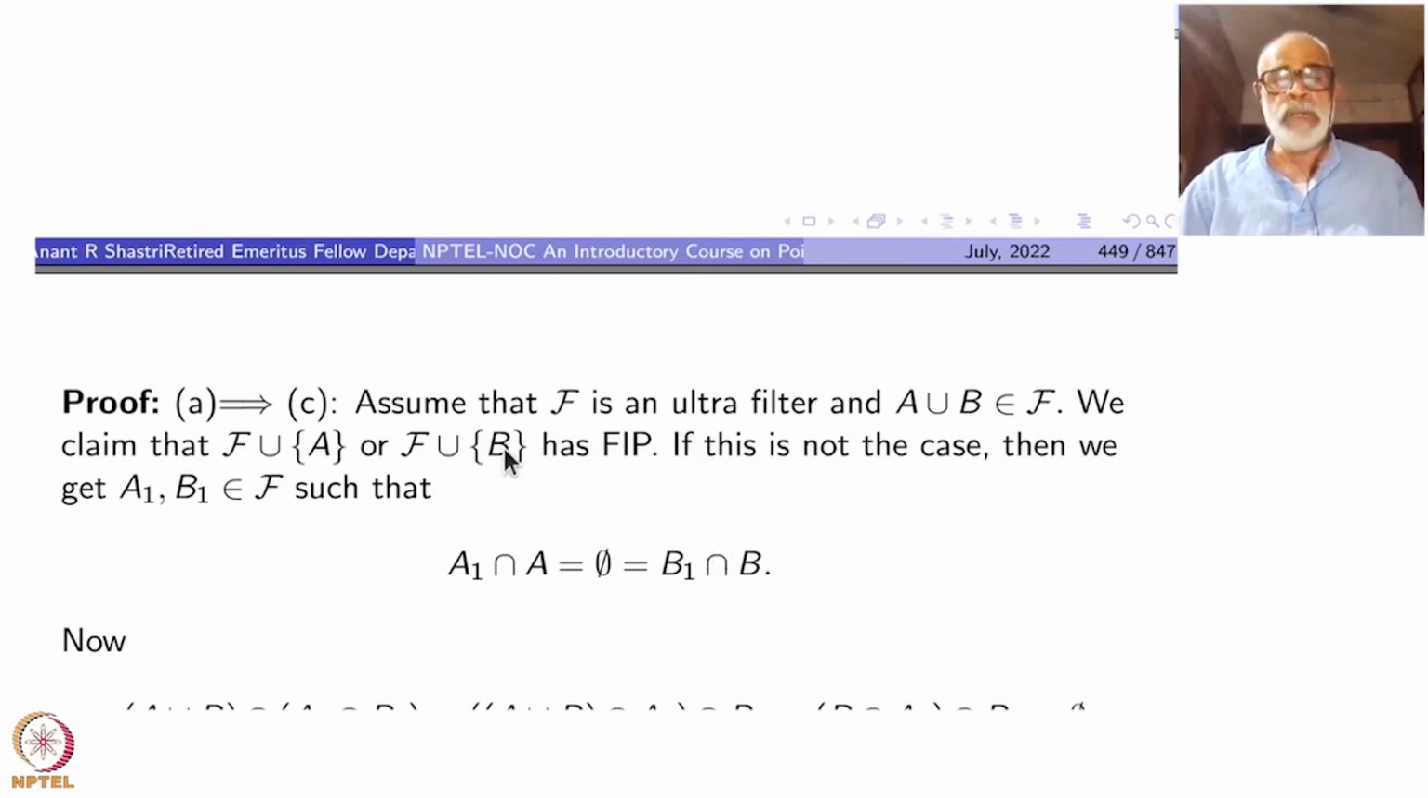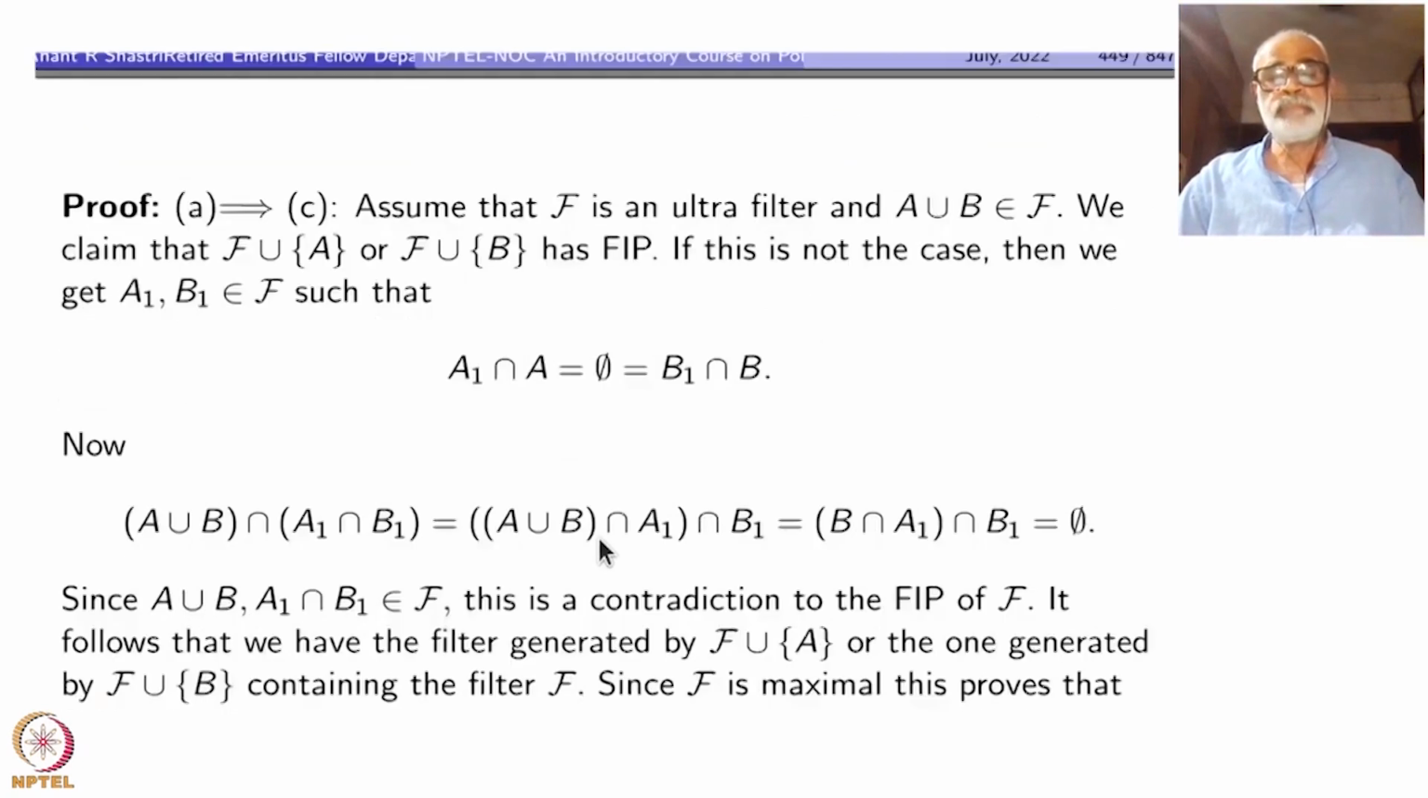Okay, if you remove B, it has the finite intersection property. If you remove A, it has the finite intersection property. So only because you have put A here and B here, it might have violated the finite intersection property, which just means there are members A1 and B1 which when intersected with A and B respectively are empty. But then look at A union B, which is already a member of F, that is the hypothesis here, intersect with A1 intersection B1. See, A1 and B1 are both elements of F. Therefore, the intersection is also an element of F.